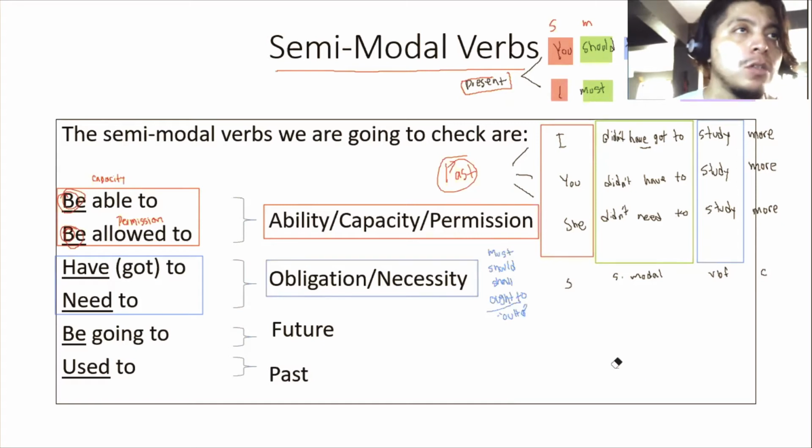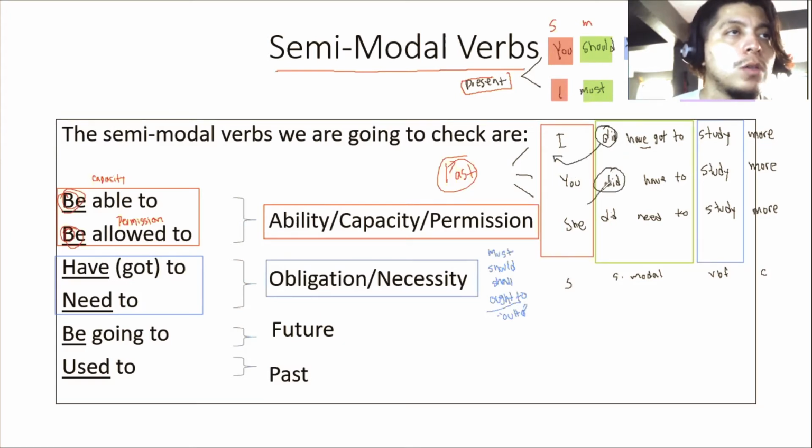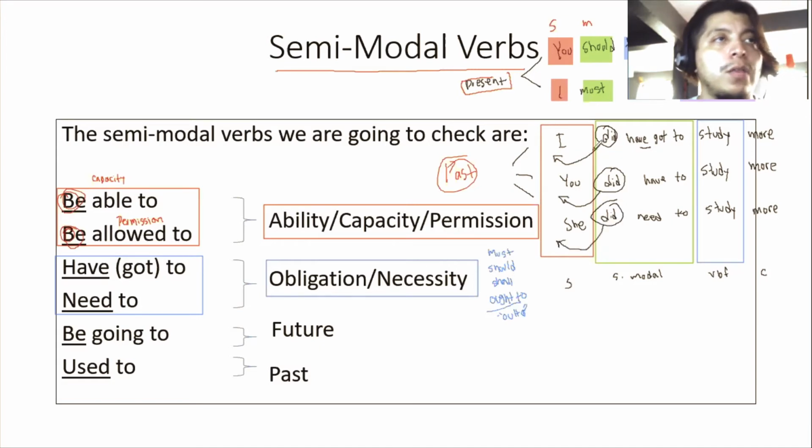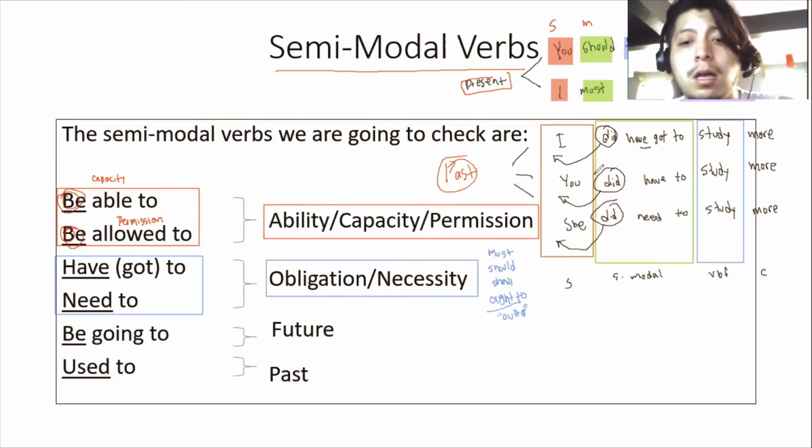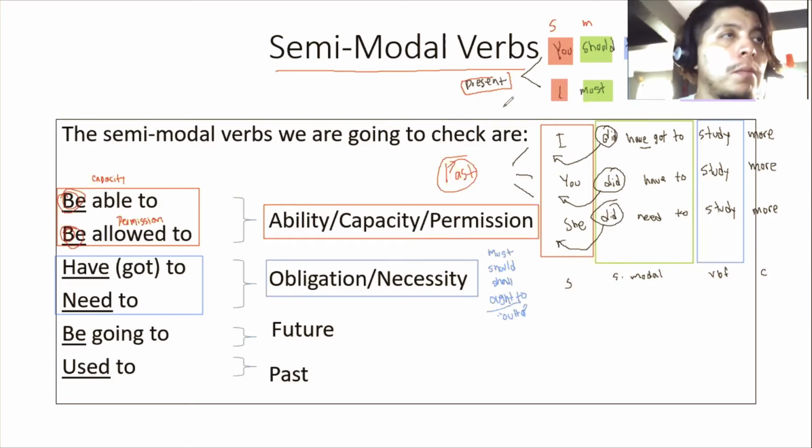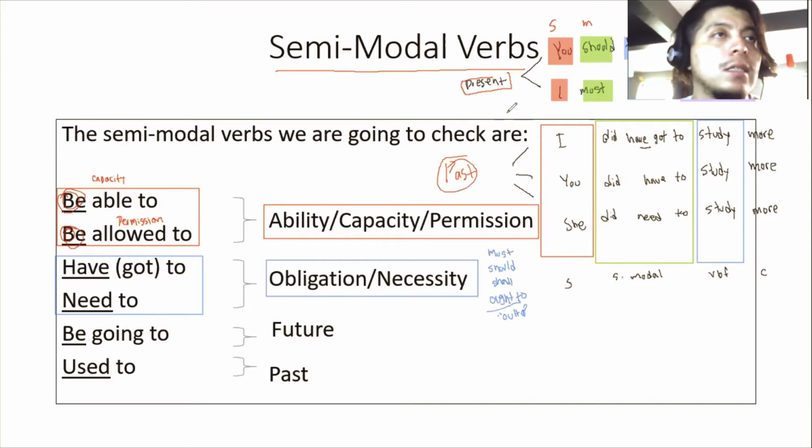How do you make questions? Again, you need your auxiliary, and the auxiliary switches positions with the subject. Only the auxiliary switches positions with the subject. So you say, did I have got to study more? Did you have got to study more? Did she need to study more? And this is the only way to make modal verbs in the past.